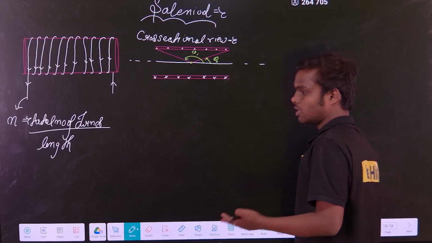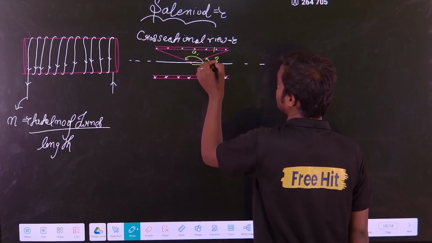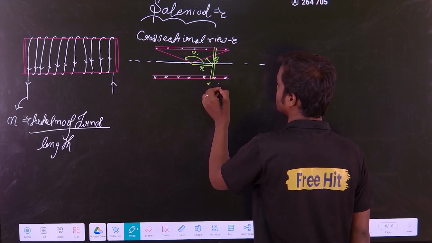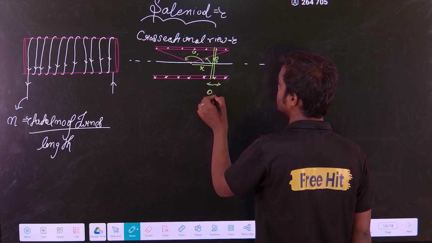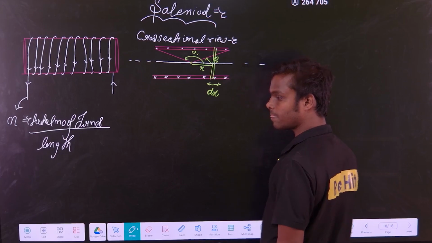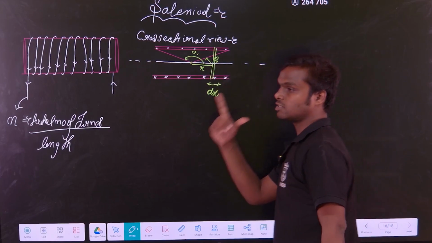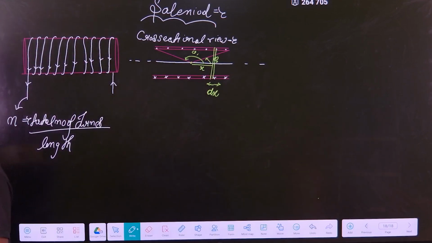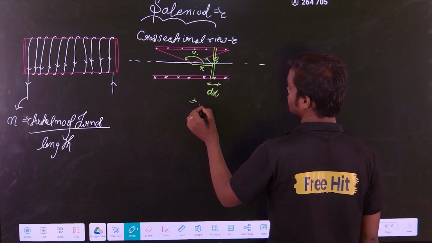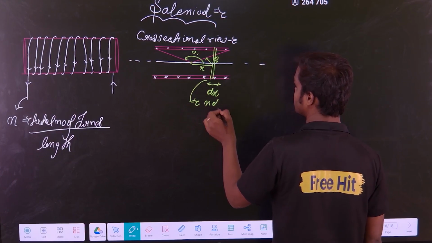From this distance x, I have gone and cut a small ring. It is a small ring only, because I am drawing a cross-sectional view, so it may look like a strip, but it is a small ring. The thickness is dx, correct? Any doubt? What is the number of turns in this? The number of turns per unit length is n, so the number of turns in this will be n dx.